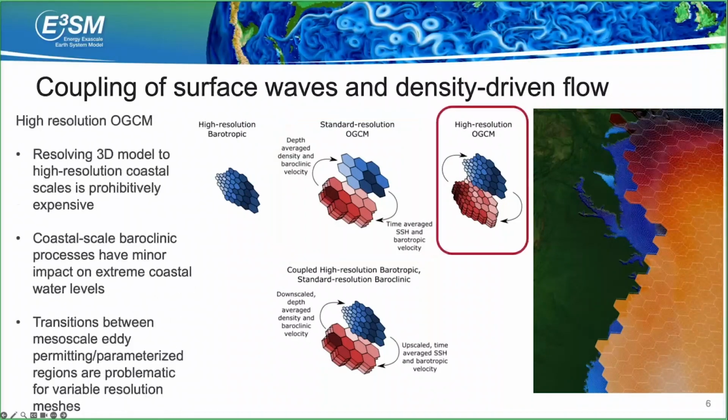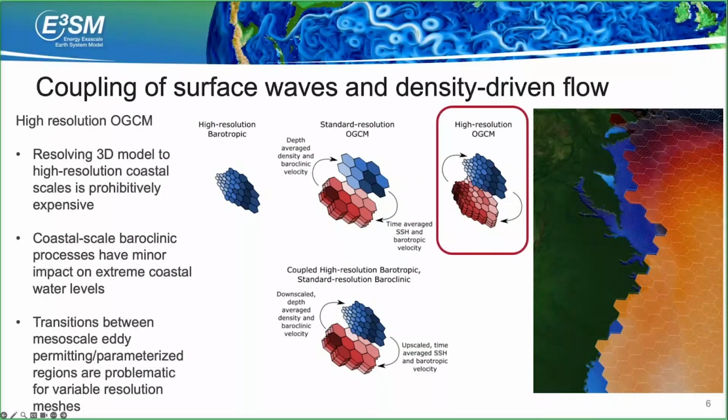However, if we just resolve these down to coastal scales, the computational expense becomes infeasible. Resolving the 3D structure of the vertical velocity in coastal areas would be very expensive in a global model, and the time step criteria would make this prohibitively expensive in the medium to long term.